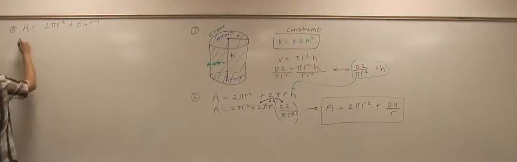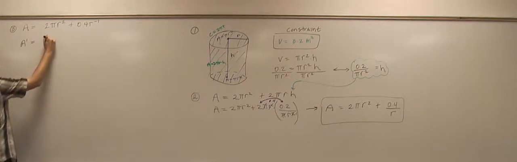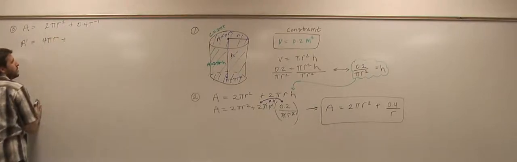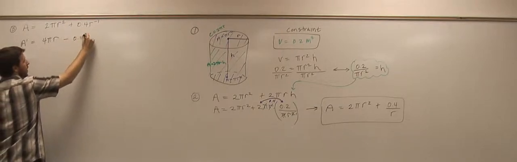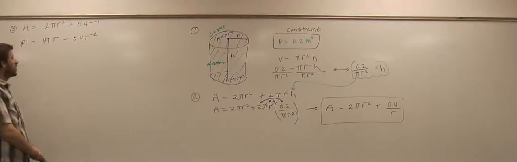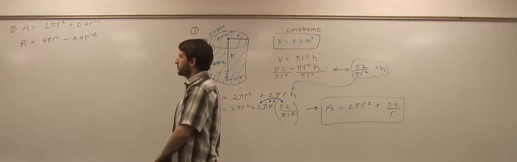So what's A prime here? What's the derivative of the surface area? 4 pi r. Right, because the 2 comes down, plus, so I guess minus 0.4 r to the negative 2. But I want this to be 0 or undefined, so I'm going to need to simplify it. You guys want to simplify this?